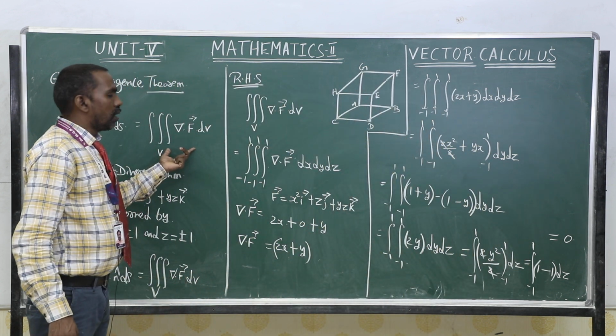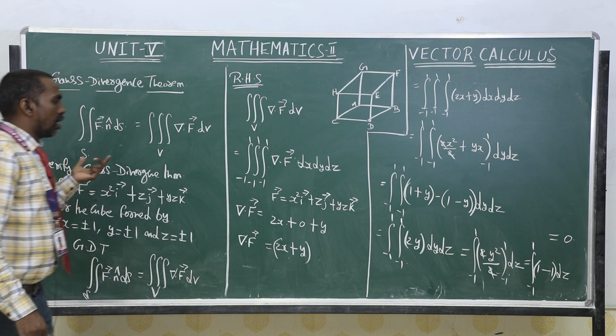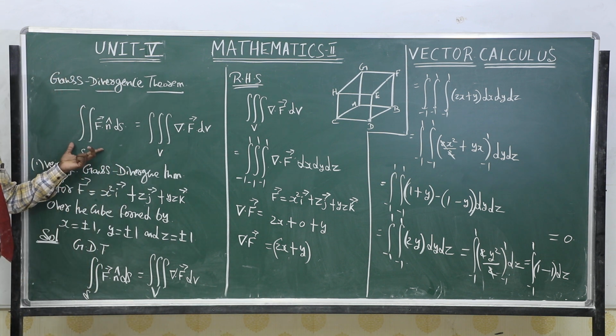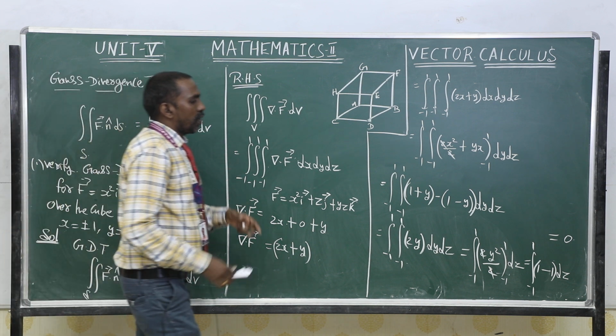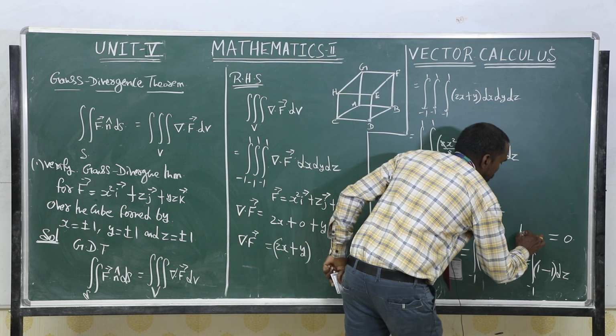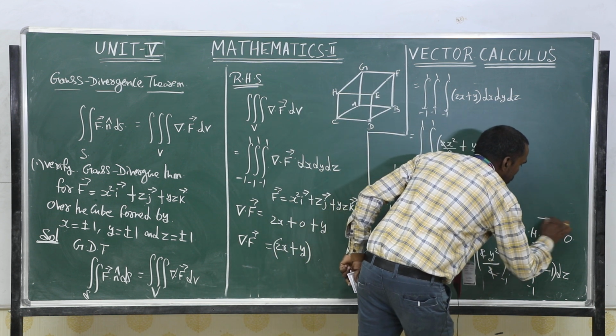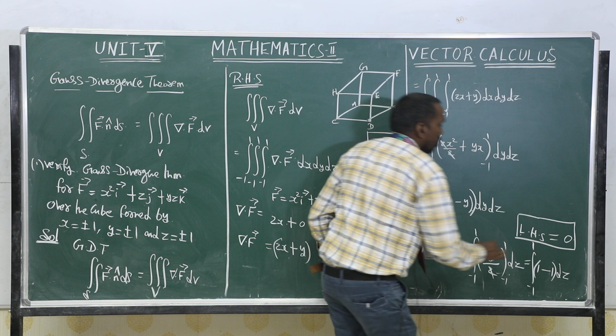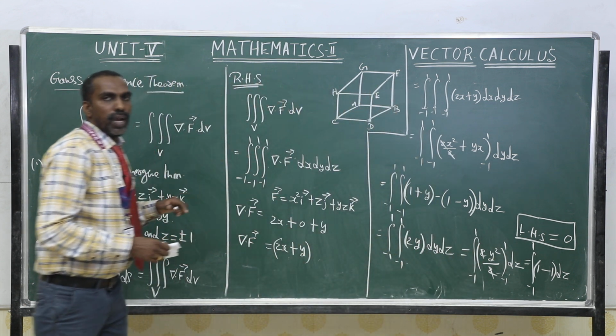Now I can prove it by the LHS. What is the LHS here? The LHS will be the surface integral. In the given diagram I can draw the 6 surfaces and add them to get this answer. Our LHS answer will be only 0. Next I can find out the RHS value.